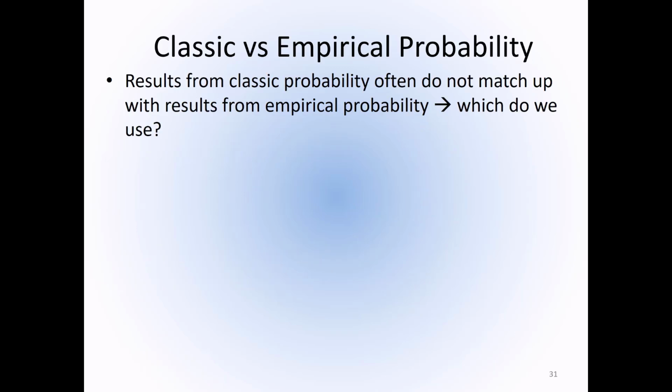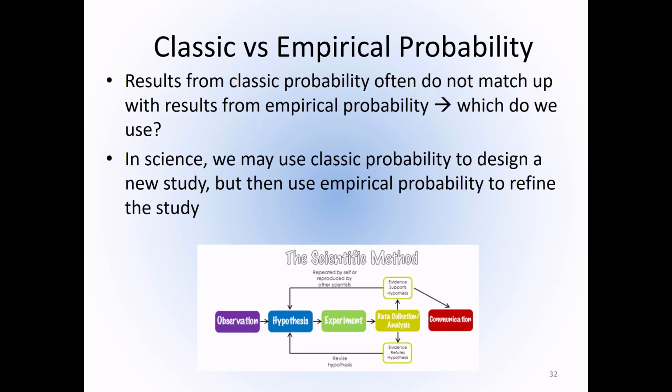So if classic and empirical probability oftentimes don't match up, which are we going to use when we're thinking about science? Well, if we're coming into a situation in which we're completely unaware of the circumstances, well then classic probability is probably what we want to start with to develop our hypotheses. And then as we go through the experimentation and data collection analyses phase of the scientific method, we're going to revise our hypotheses in order to account for this deviation and potentially start using more empirical probability to refine our study.